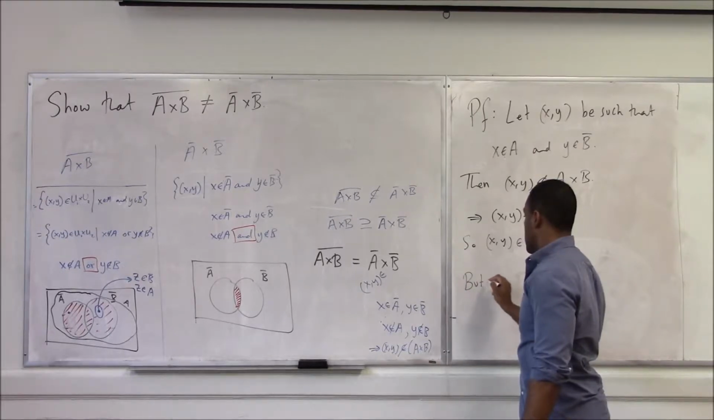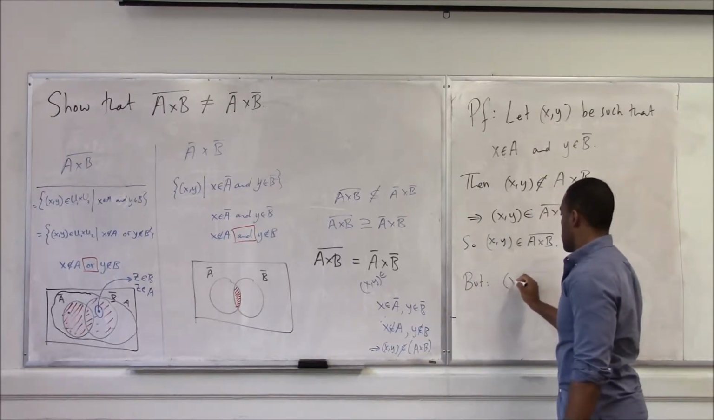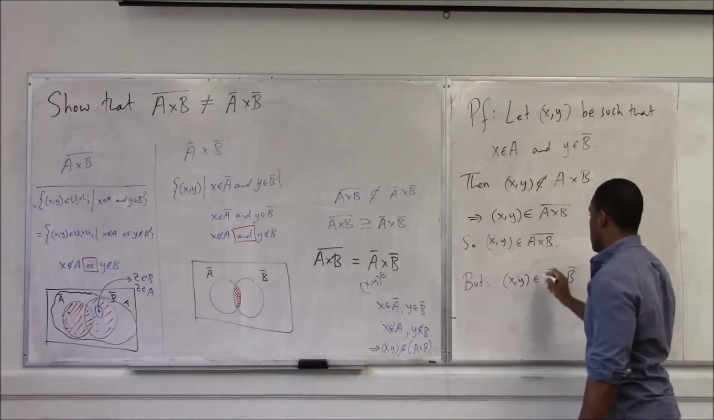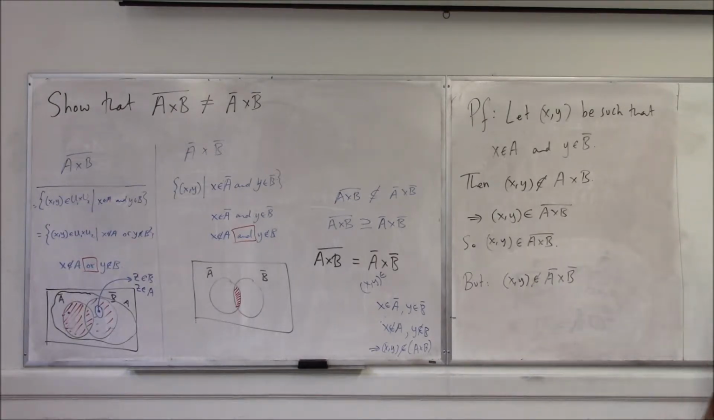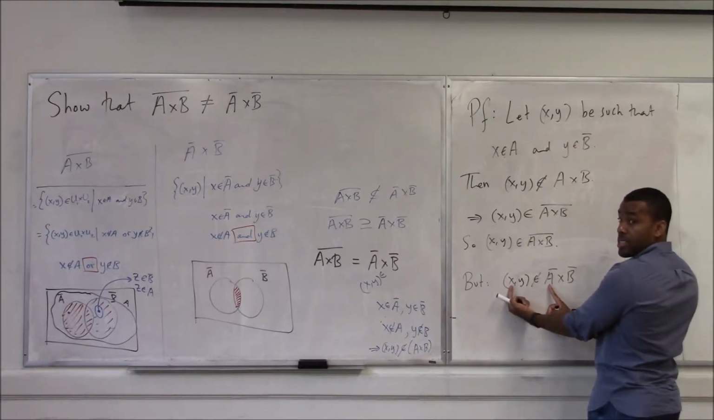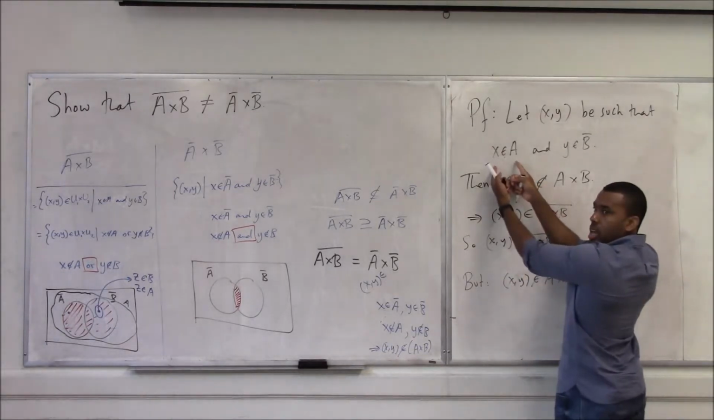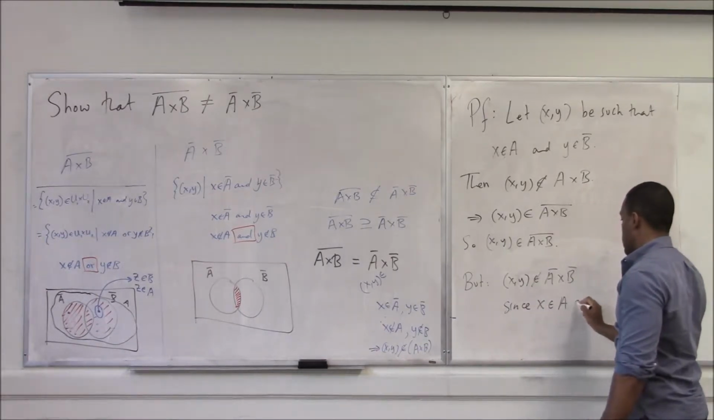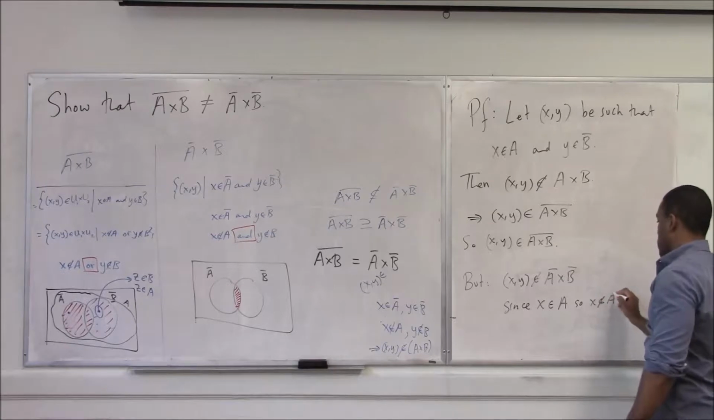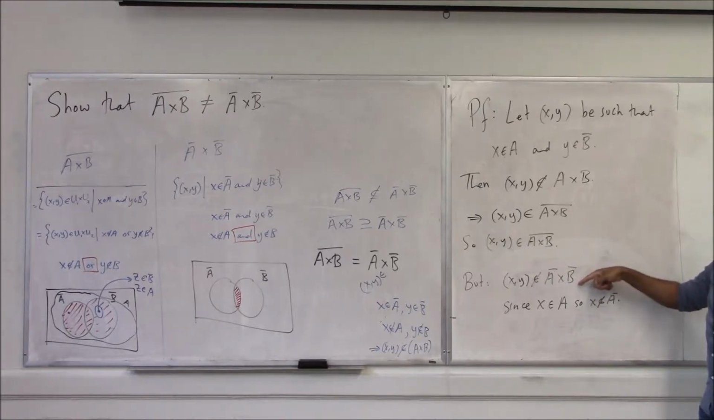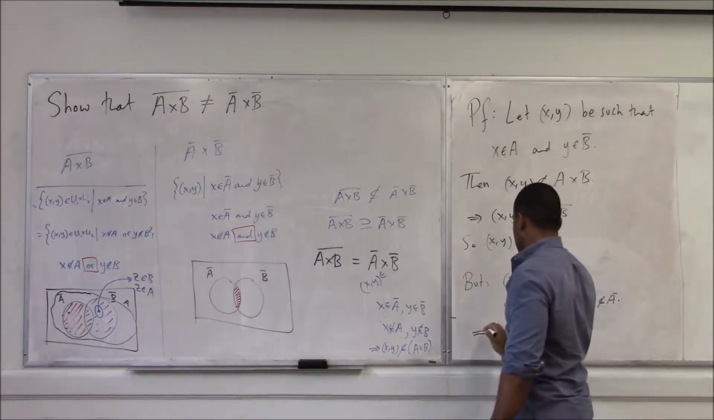But I claim that xy is not in this value. Why? Because this is claiming that my x is not in A, but I know my x is in A. Since my x is in A, x is not in the complement. So I have found a coordinate that is in this set, but it's not in that set. What did I just prove?